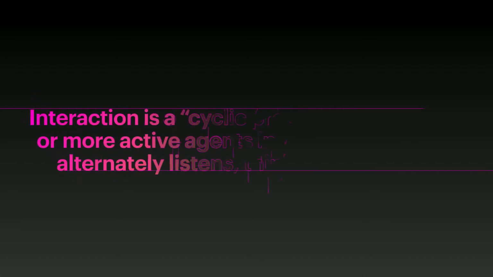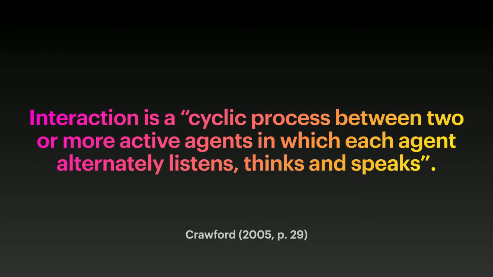Chris Crawford summarizes this nicely in his definition. Interaction is a cyclic process between two or more active agents in which each agent alternately listens, thinks, and speaks.